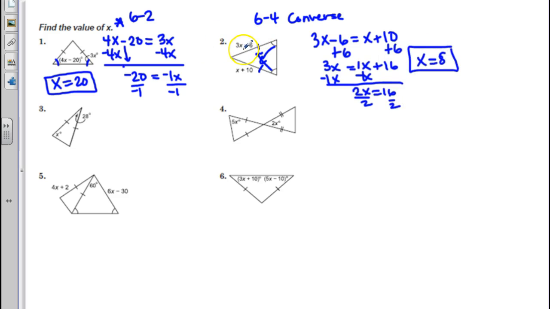Again, you can plug that in here just to make sure that it checks. These sides should be equal. 3 times 8 is 24, minus 6 is 18. And 8 plus 10 is 18. So we are good to go.